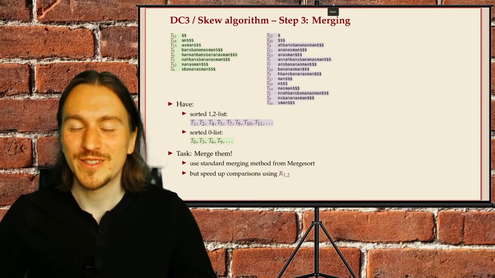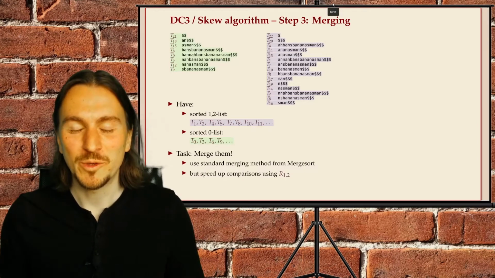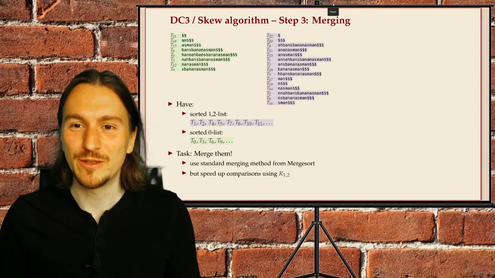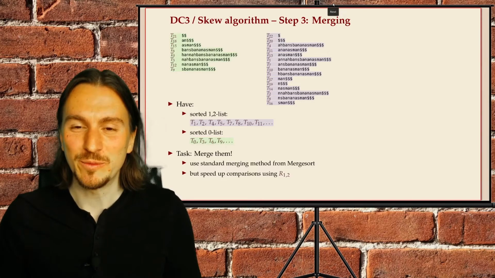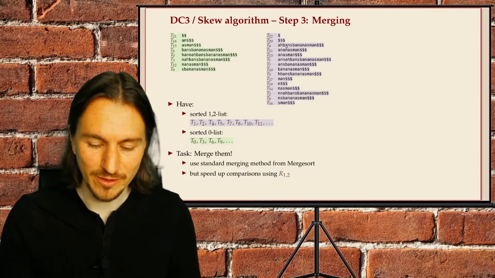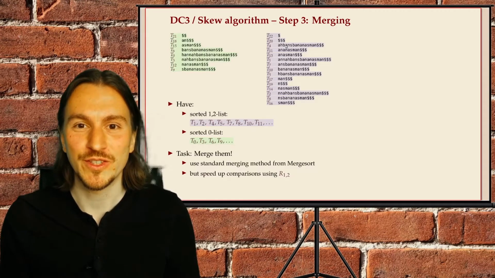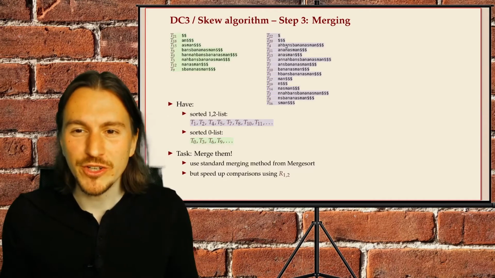Where we left off yesterday was the second step of the DC3 algorithm, where we induced the relative order of the suffixes that start at a multiple of 3 from the ranks that we recursively computed, namely those blue ones, the suffixes that don't start at a multiple of 3. What is left to do is merging these two things.